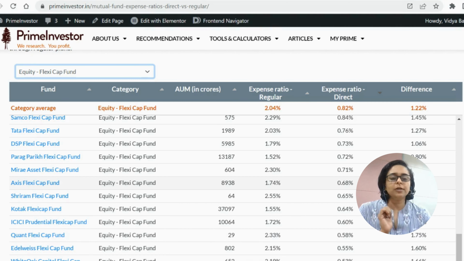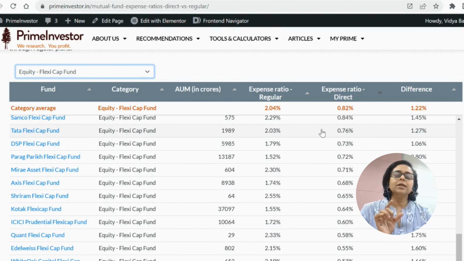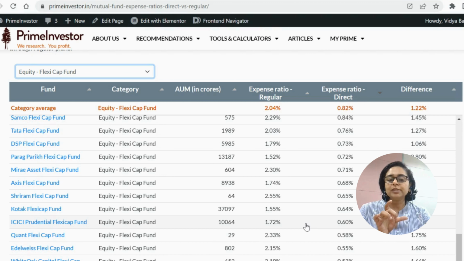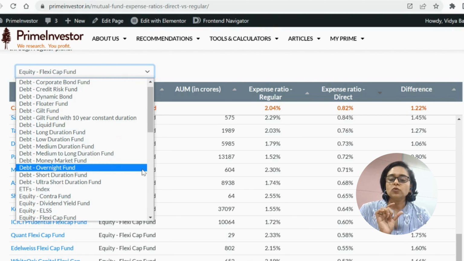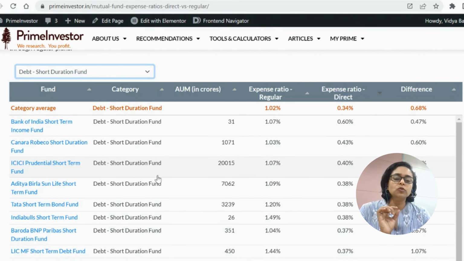The third important thing when it comes to expense ratio is you can give a reasonable leeway. Here in our tool, since we have given the category average, it serves as a good benchmark for you to compare. But this leeway is quite high, as in, the expense ratio differential can be well over 1% between the regular and direct in the case of equity funds. But when it comes to debt funds, the overall expense ratio itself is very low. So you cannot really afford to give too much leeway there.